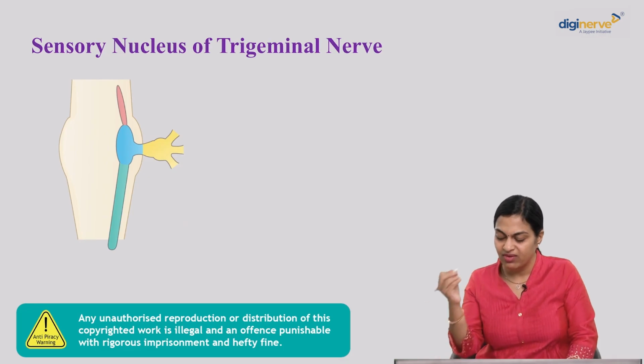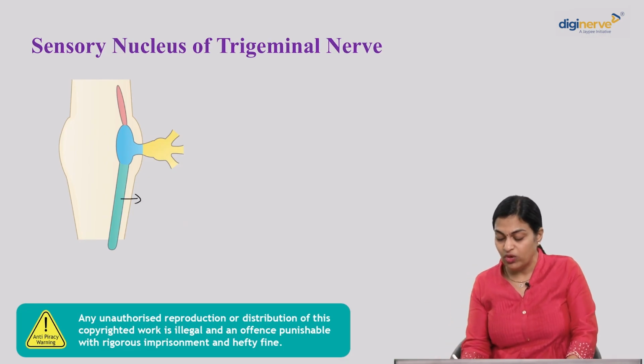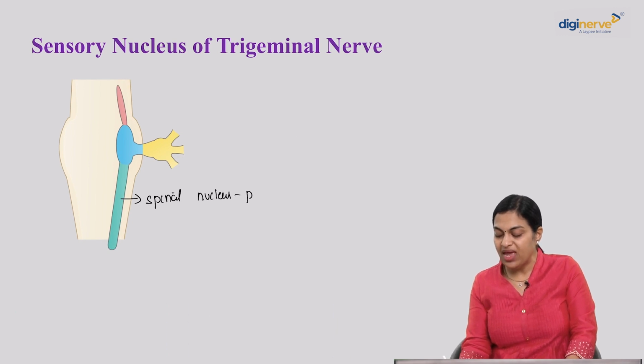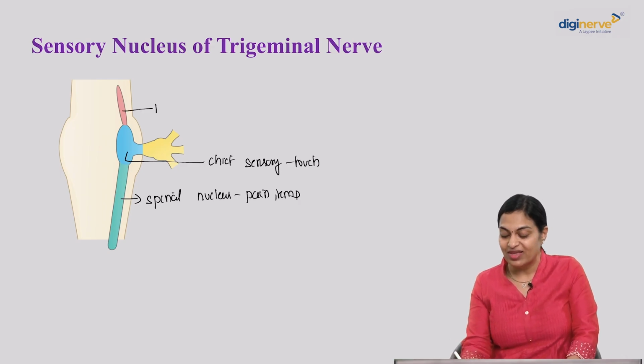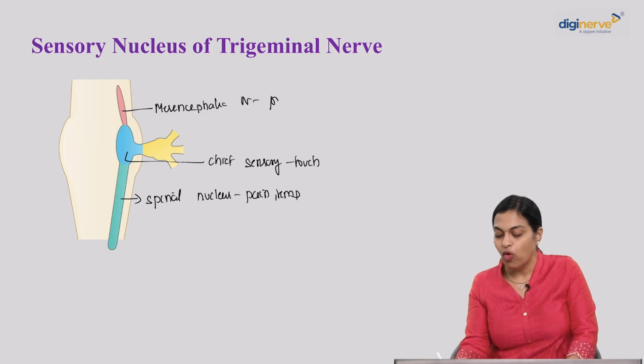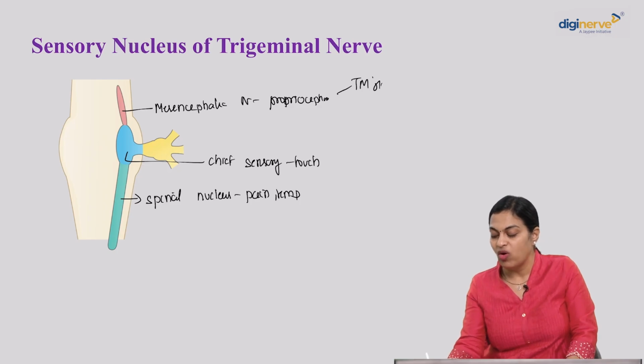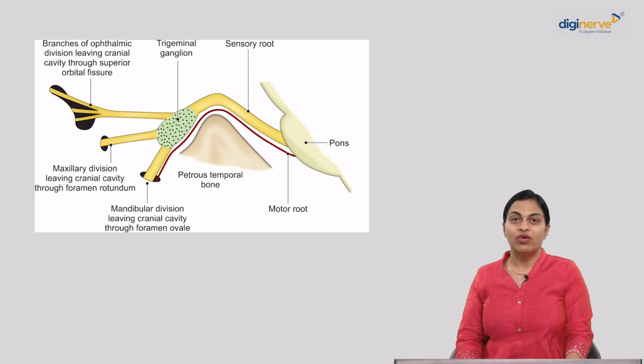And this trigeminal nerve has three sensory nuclei. I've told you, this is the spinal nucleus that receives pain and temperature from the face. This is the chief sensory nucleus that receives the touch sensation from the face. And this is the mesencephalic nucleus in the midbrain that receives the proprioception from the temporomandibular joint and the extraocular muscles. Okay, moving on to the next slide.